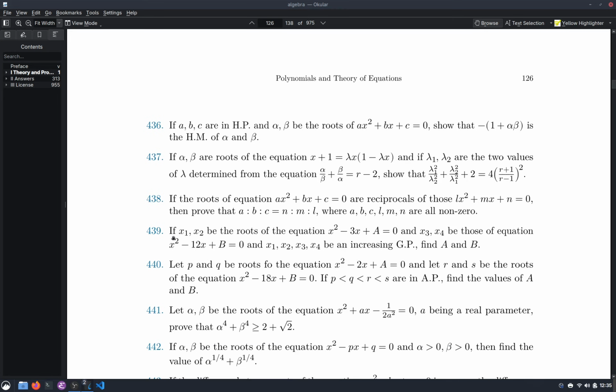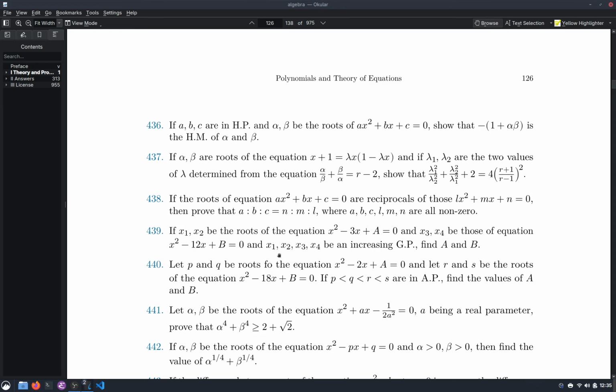Now we solve question 439. If x1 and x2 are the roots of the equation x square minus 3x plus a is equal to 0, and x3, x4 are those of the equation x square minus 12x plus b is equal to 0, and x1, x2, x3, x4 are in an increasing GP, find a and b.